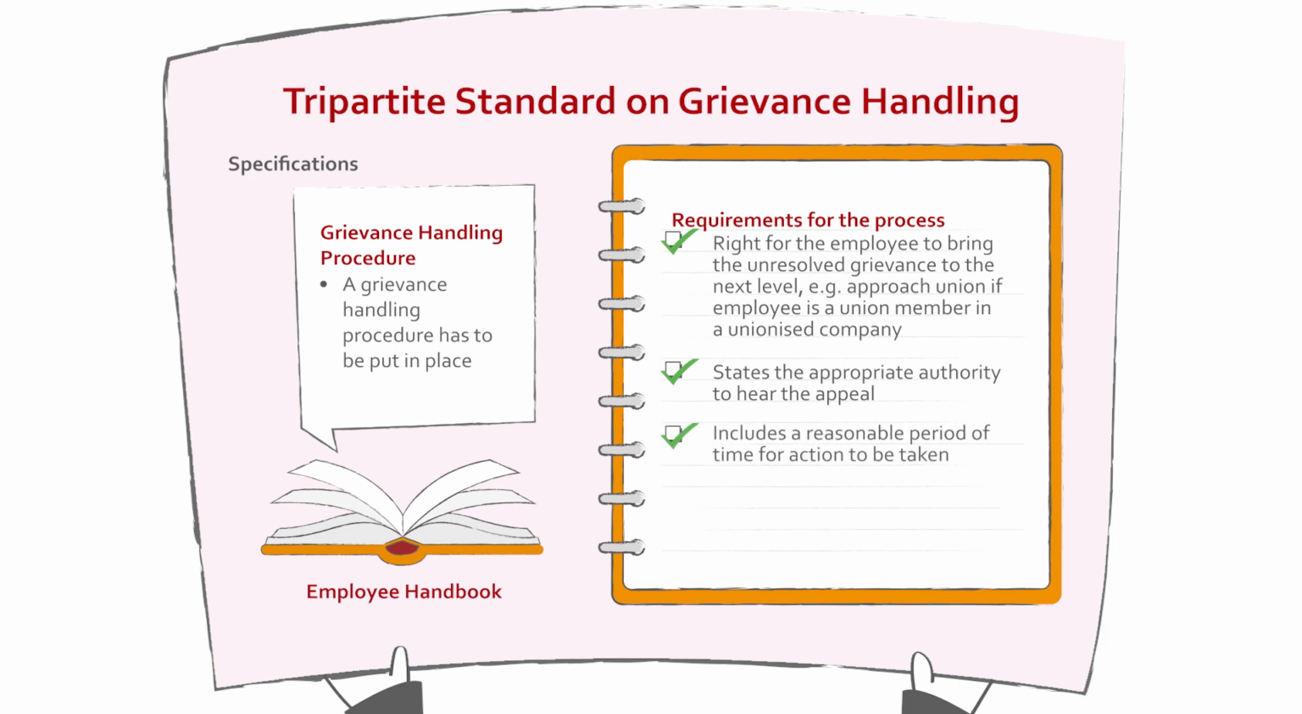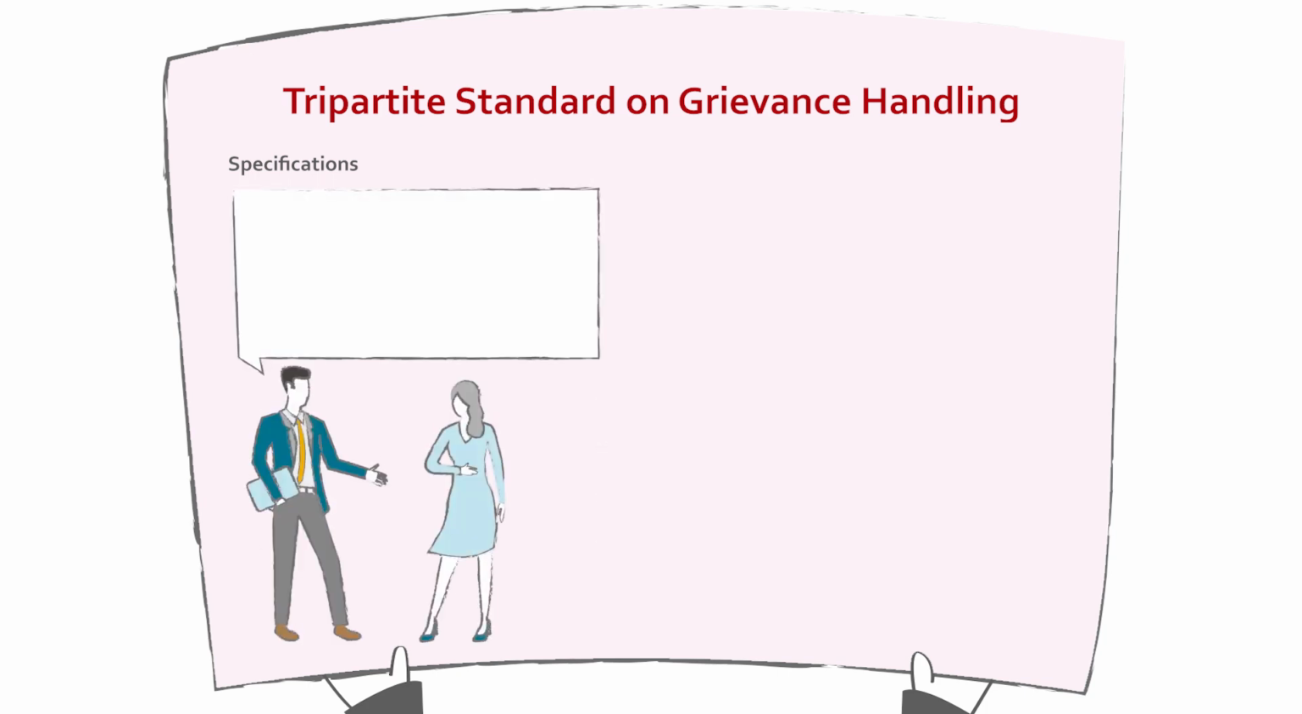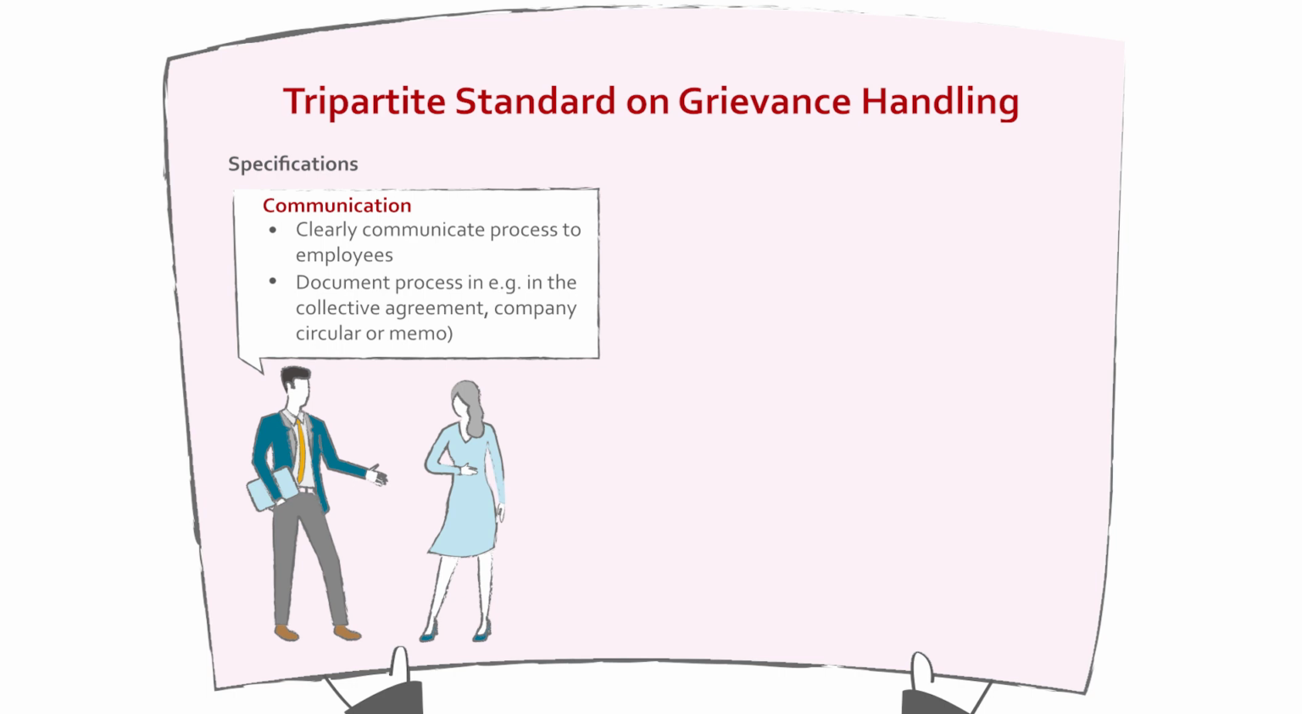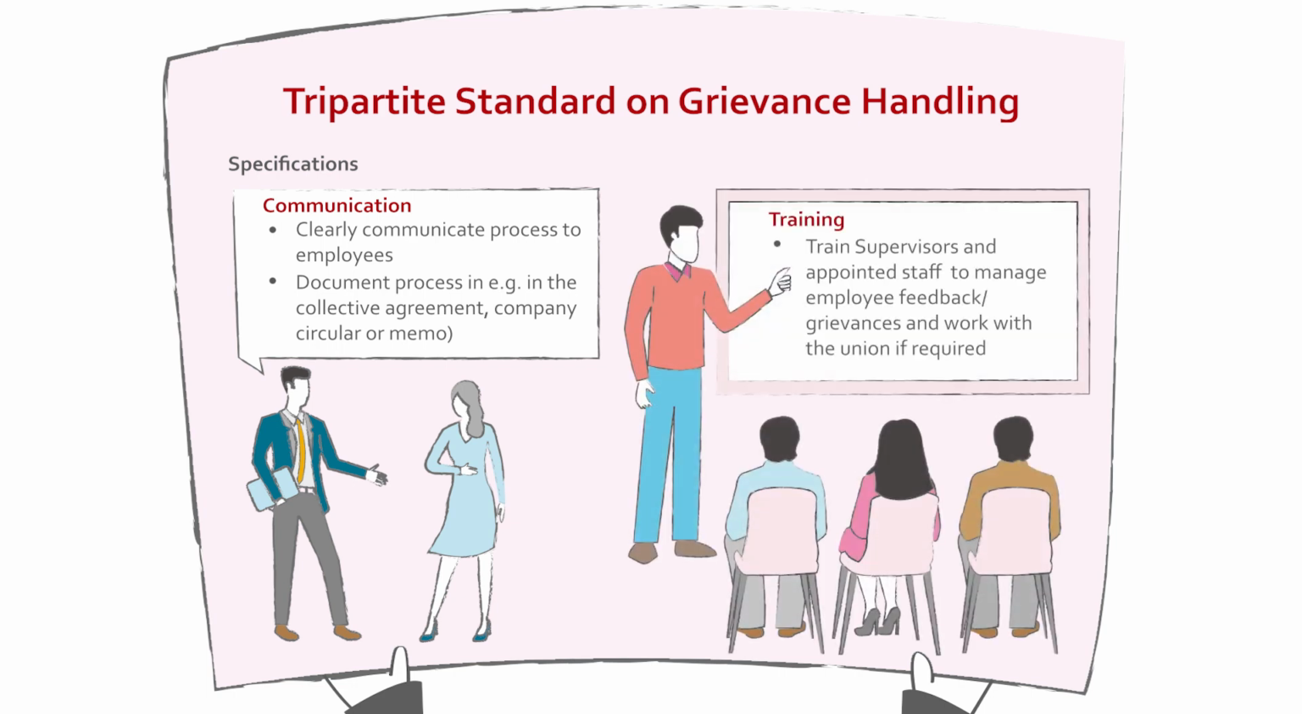A time frame for action to be taken by management to resolve the grievance. Documentation of the grievance and keeping strict confidentiality of the grievance and proceedings. It is also important that the grievance handling procedure is communicated to staff and well documented. Line supervisors and other relevant staff should be trained to handle grievances effectively so that they can resolve the issue as soon as it happens in a sensitive and respectful manner.